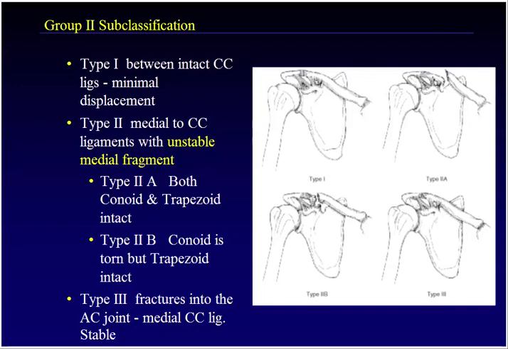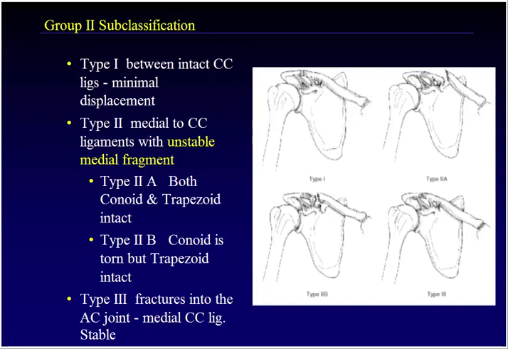Type 2 fractures are ones where you have an unstable medial clavicle fragment. In a 2A, which you see here, both the conoid and the trapezoid ligaments are intact, whereas in a 2B, the conoid is torn, but the trapezoid more laterally is intact. And the problem with these type 2 fractures is that the medial end of the clavicle is very unstable. The lateral end of the clavicle is well tethered by the intact coracoclavicular ligament, either the trapezoid or both of the conoid and the trapezoid ligaments, whereas the medial end of the clavicle is going to be unstable.